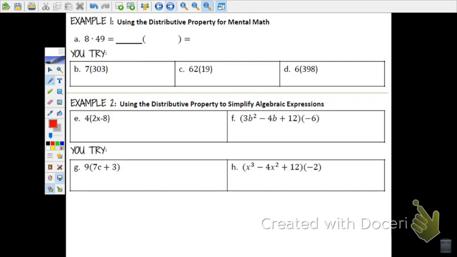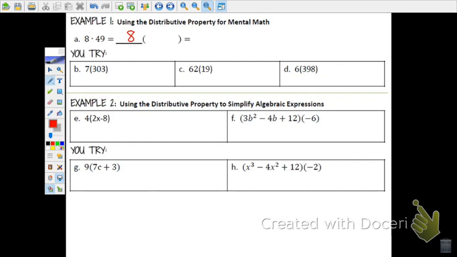So when we look at example 1, they want us to use the distributive property for mental math. So I don't want to multiply 8 times 49 longhand. I want to use this idea of distributive property so that I could work it in my head. So my 8's going to stay in front. In the parenthesis with that 49, I want to split that up into chunks of numbers that I can work with easily. So I know from the previous screen I can either use addition or subtraction.